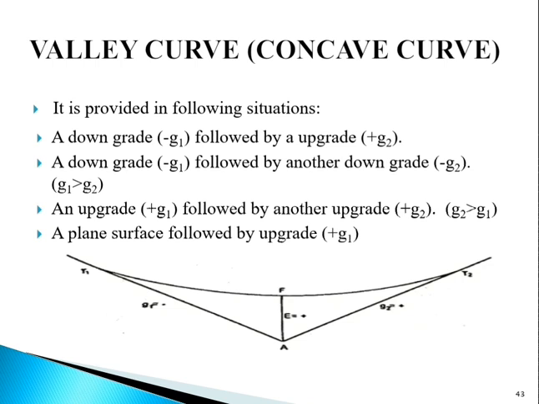Similarly, a valley curve is provided in the following cases: when a downgrade minus G1 is followed by an upgrade plus G2; when a downgrade minus G1 is followed by another downgrade minus G2, according to the case; an upgrade plus G1 followed by another upgrade plus G2, according to the case; and a plane surface followed by an upgrade, or plus G1.